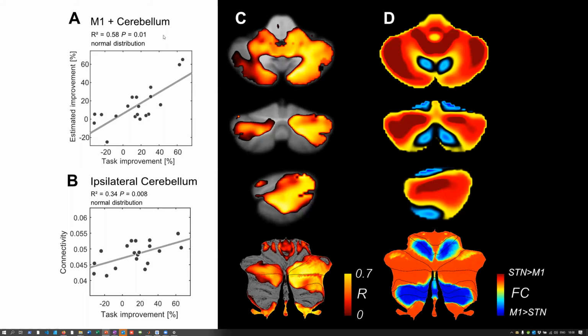And if we took a region of interest approach and only used motor cortex and cerebellar connectivity, we could actually improve the prediction of the behavior or the change in motor learning much better. And it turned out that the ipsilateral cerebellum was the best predictor for a change of motor learning through DBS. So in other words, we believe that subthalamic stimulation leads to distributed effects in the cerebellum that can improve motor learning. And interestingly, the connectivity profile most associated with stimulation-induced improvement in motor learning overlapped exactly with the area where previously the connection between basal ganglia and cerebellum was shown.